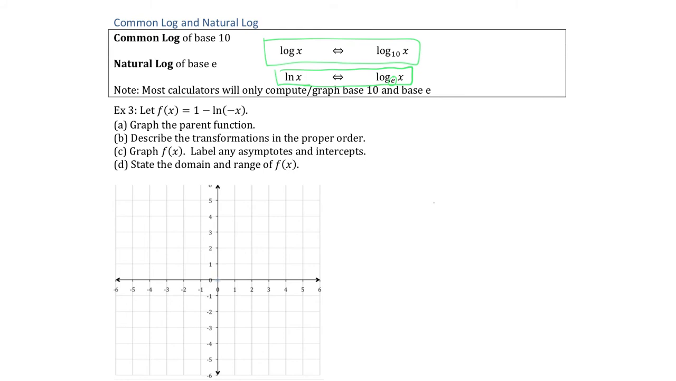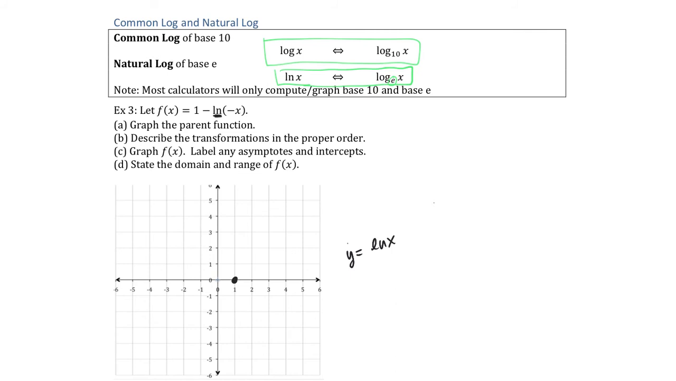All right, so now we're going to use this natural log, and what that tells me is it's got a base of e. So let's look and see what happens with all these transformations, and we'll use our parent graph of y equals the natural log of x. Okay, so we have our classic x-intercept there.